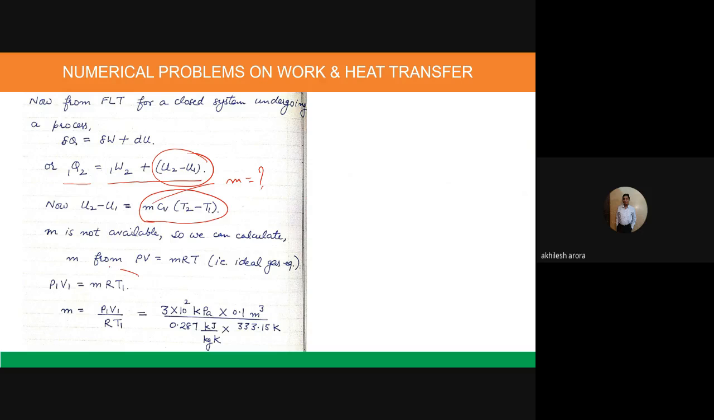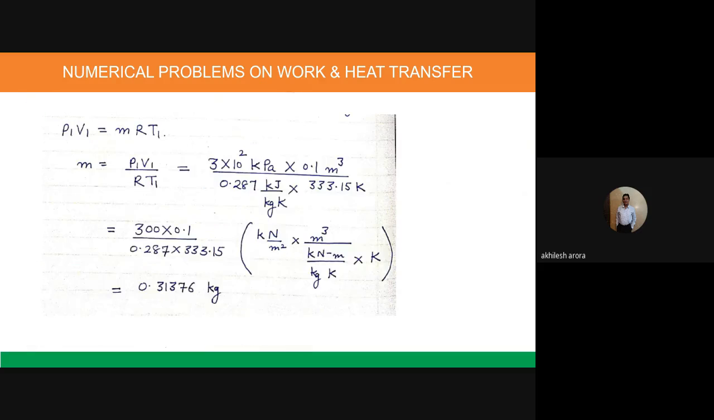So once again, I can use PV is equal to mRT, this equation. And the value of m will be given by P1 V1 over R T1. So once again, we can put the values of pressure 3 into 10 raised to power 2, this much kilopascals, multiplied by V1, which is 0.1 meter cube, the value of R, and the value of temperature. So you can see it here. I have written the units separately here and the values separately here. The value after calculating comes out to be 0.31376, and here you can see the units.